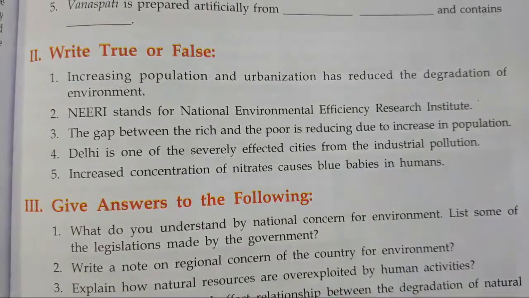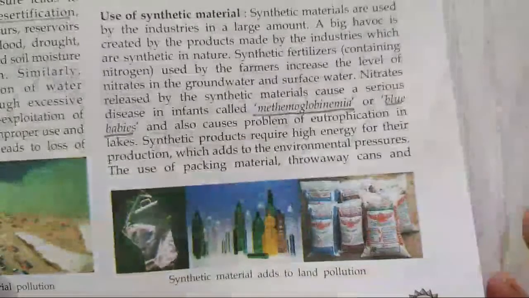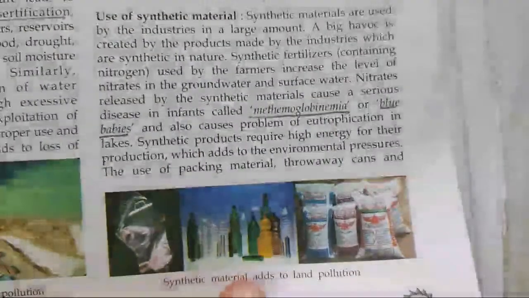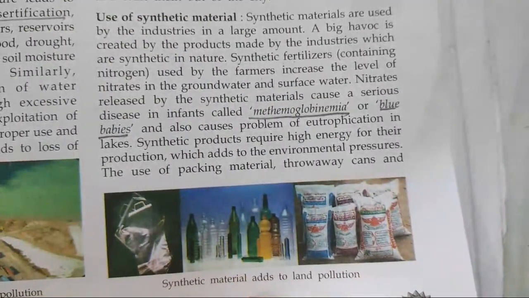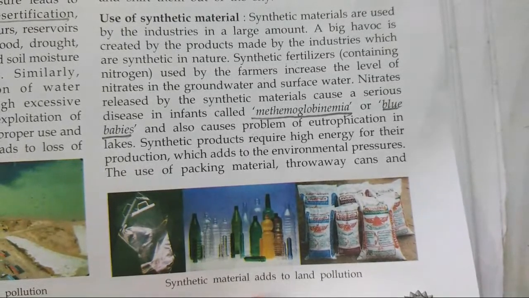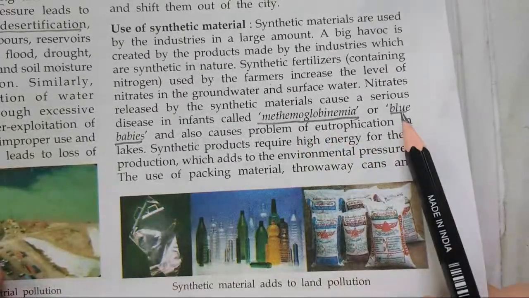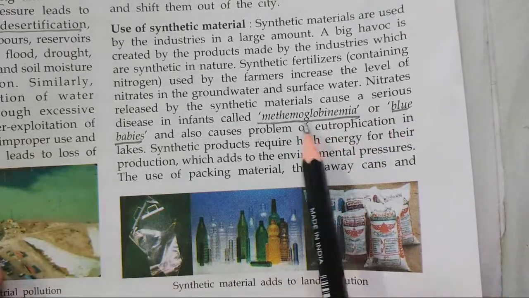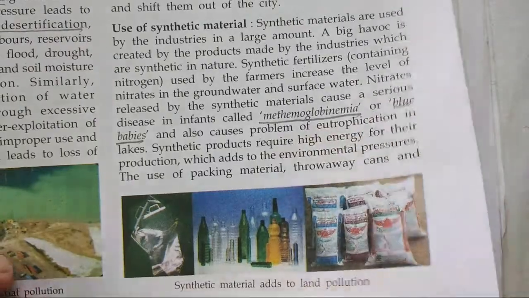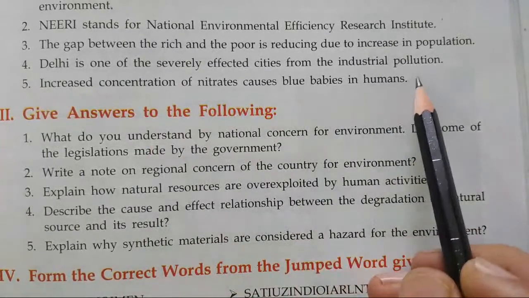Increased concentration of nitrate causes blue babies in humans. So we read this, which is called, yes, it causes blue babies, which is called methemoglobinemia. Then next one, increase causes blue babies, so it is true.